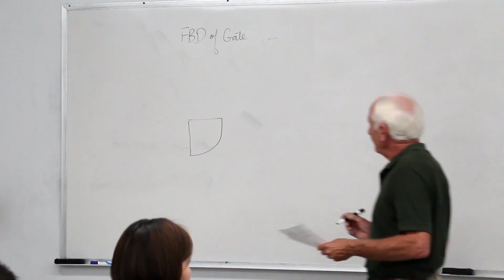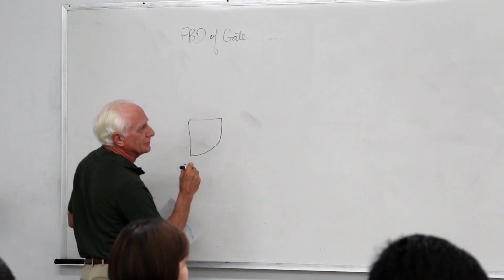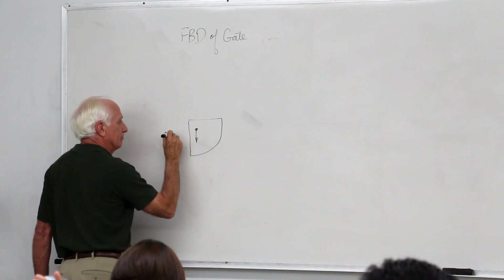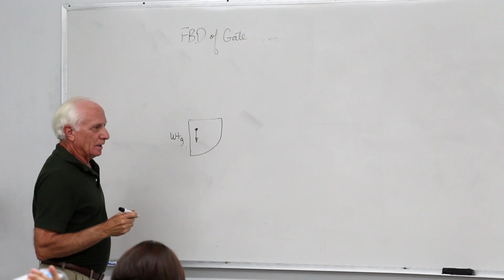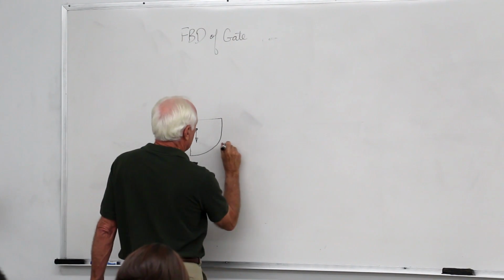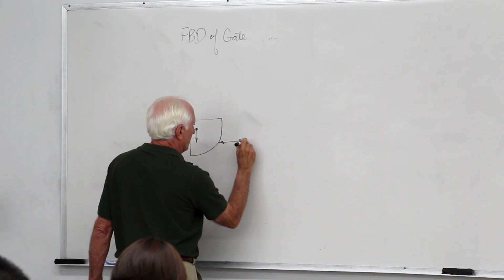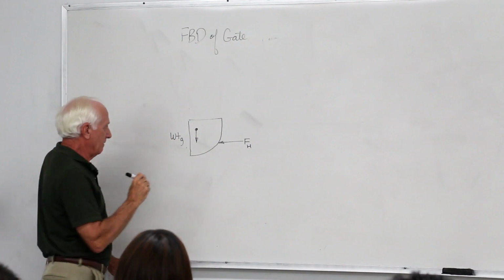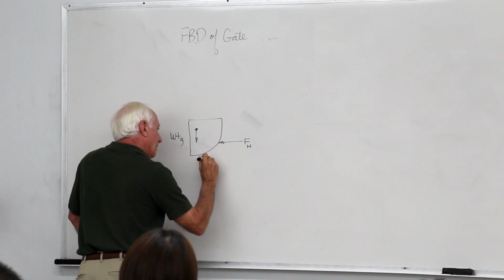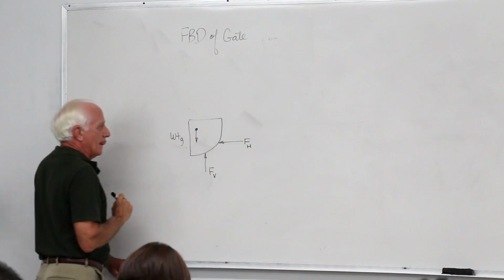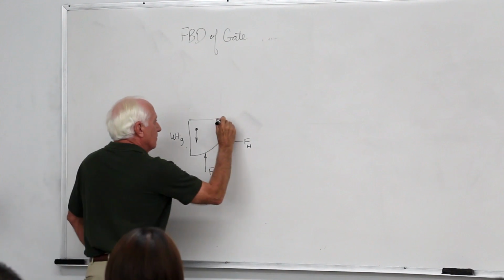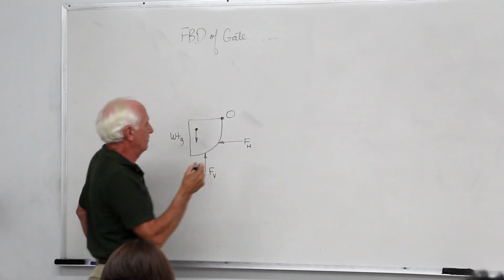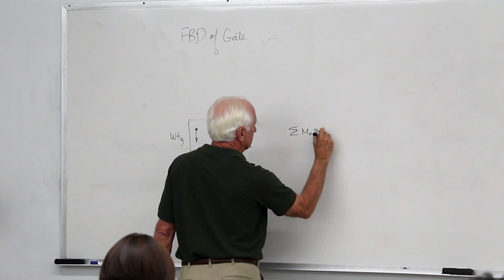So I have, just like over there, the weight of the gate acting at the centroid. I have the horizontal force here, gamma h sub C times A, and I have the vertical force here. Here's point O. Sum the moments about point O equals 0.